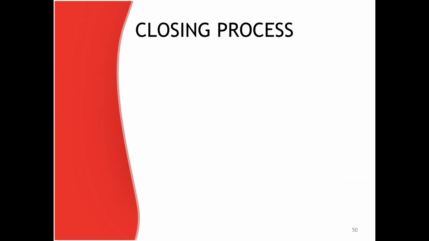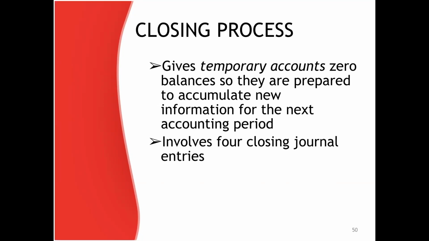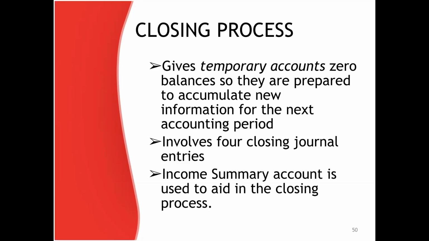So what is the closing process? The closing process gives temporary accounts zero balances, so they are prepared to accumulate new information for the next accounting period. Again, at the end of the accounting period, when the closing process is done, all temporary accounts have zero balances. The closing process involves 4 closing entries. And to aid in the closing process, we have a new account, called the income summary account.